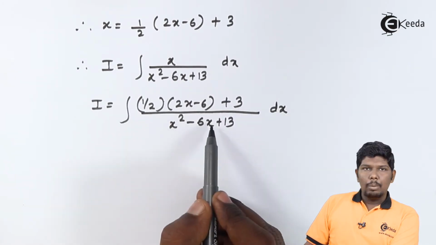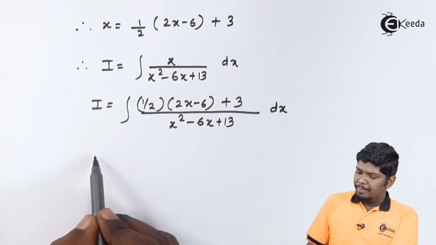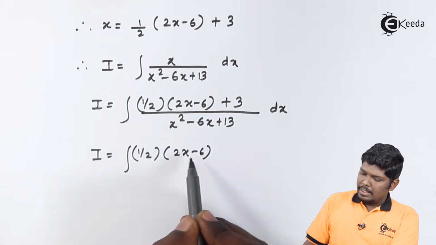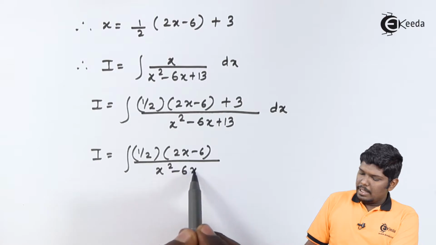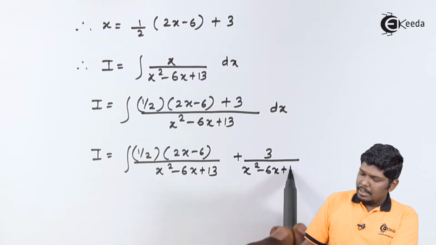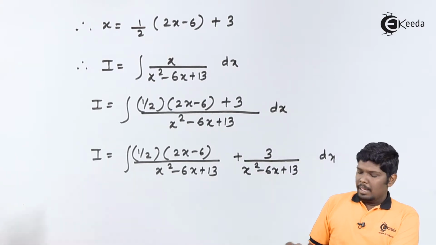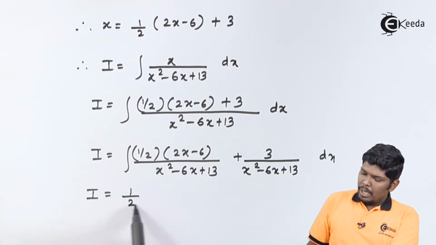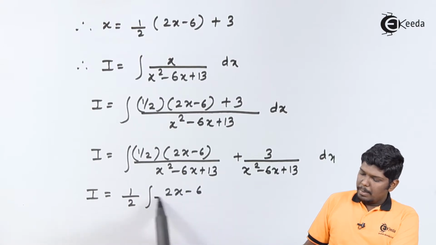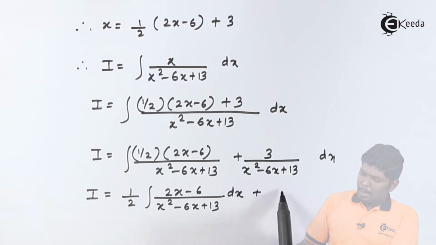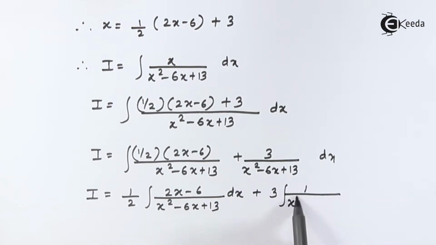Now let us separate this denominator to both the terms present in the numerator. This will give you 1 upon 2 into 2x minus 6 upon x square minus 6x plus 13 plus 3 upon x square minus 6x plus 13 dx. Separating integral and taking constant outside, this will give you 1 upon 2 integral 2x minus 6 upon x square minus 6x plus 13 dx plus 3 into integral 1 upon x square minus 6x plus 13 dx.